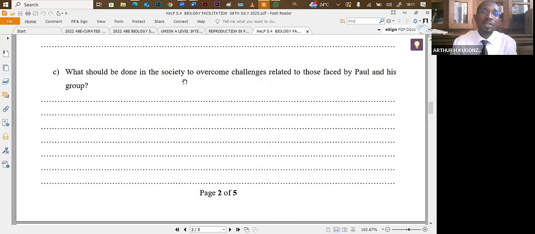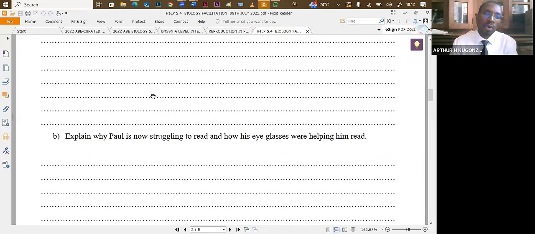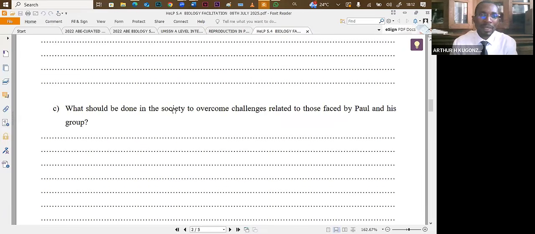Then, what should be done in society to overcome the challenges related to those faced by Paul and his group? Here, they're saying what can be done in the society. In other words, in a society where we have this kind of behaviors, what can be done? Now here you have to scratch your head. Maybe you can say putting strict rules and regulations on alcohol consumption.